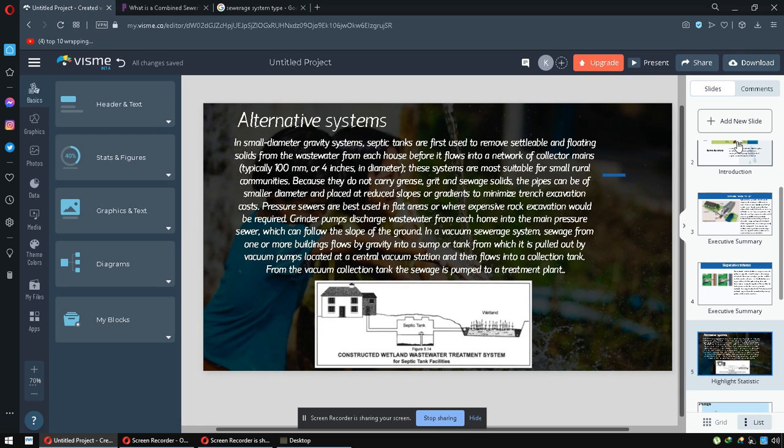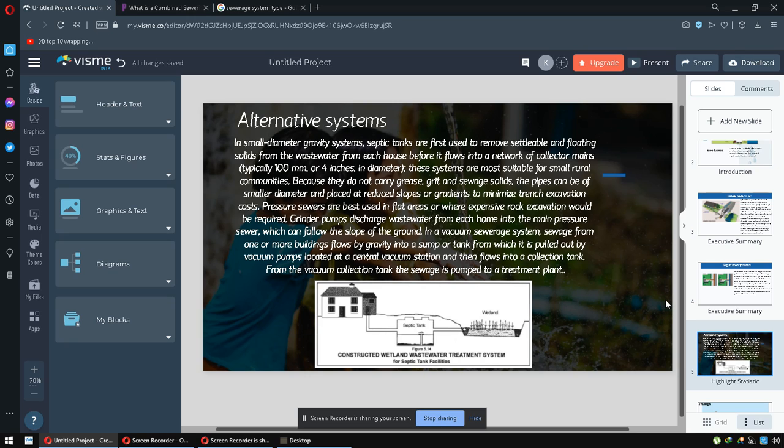So the third system is the alternative system. In small diameter gravity systems, septic tanks are first used to remove settleable and floating solids from the wastewater from each house before it flows into a network of collector mains. These systems are most suitable for small rural communities because they do not carry grease, grit, and sewage solids. The pipes can be of smaller diameter and placed at reduced slopes or gradients to minimize trench excavation cost.